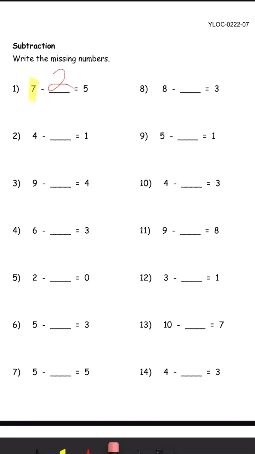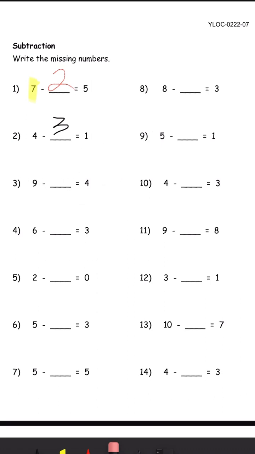So let's try number 2. We have 4 minus blank equals 1. Again, we have to do 4 minus 1 equals blank to find the missing number, right? So 4 minus 1, when we count back 1, that is going to be 3. So we put 3.